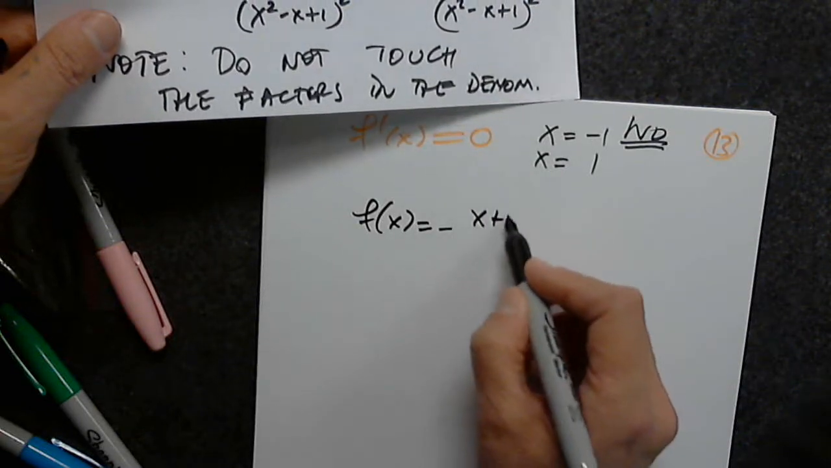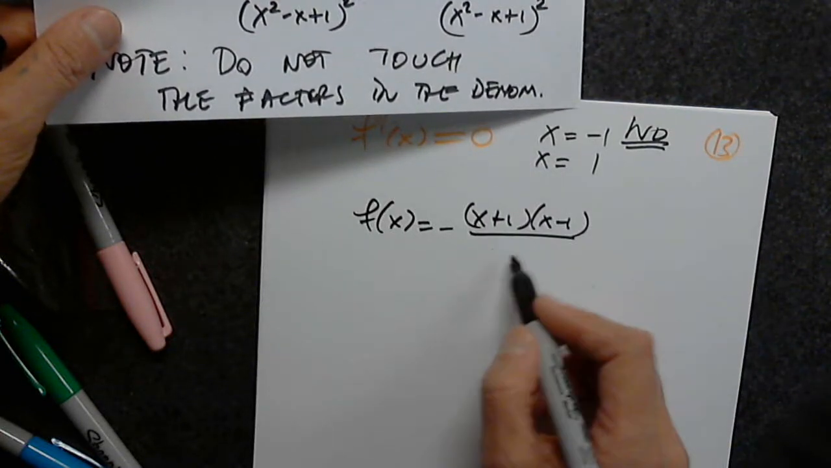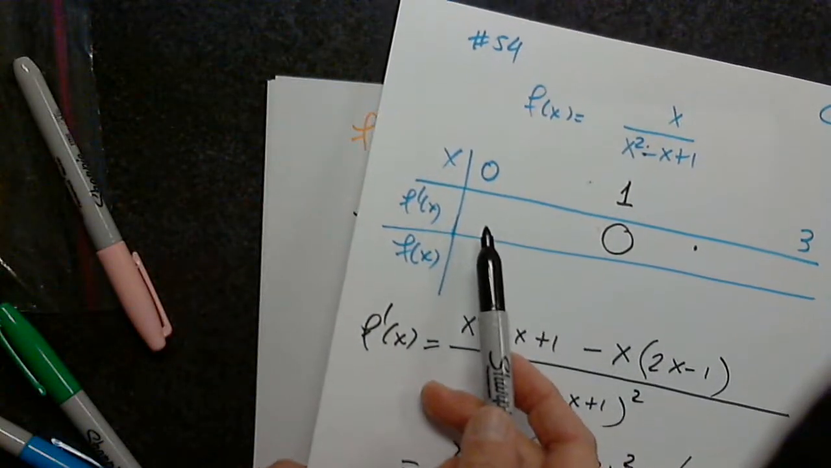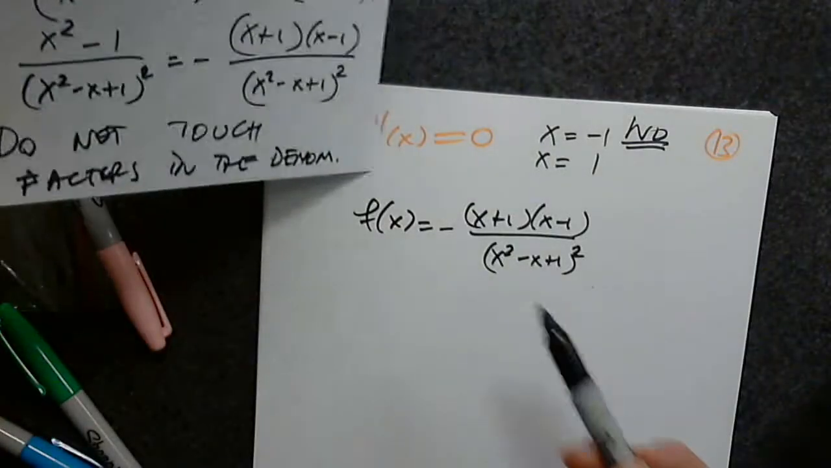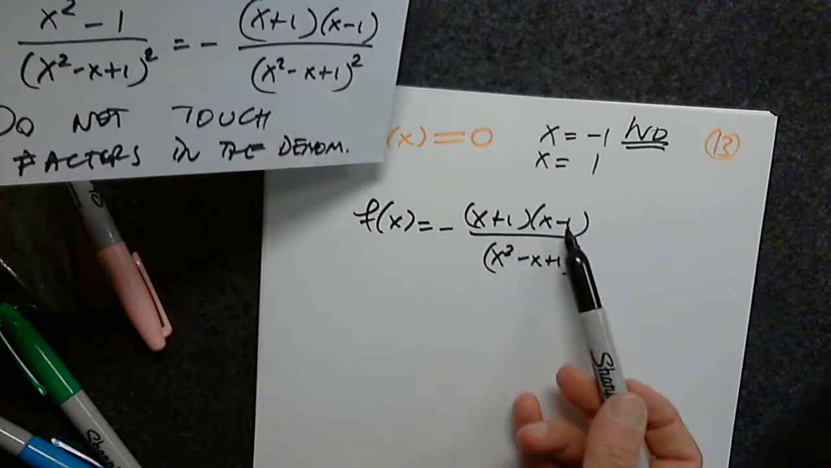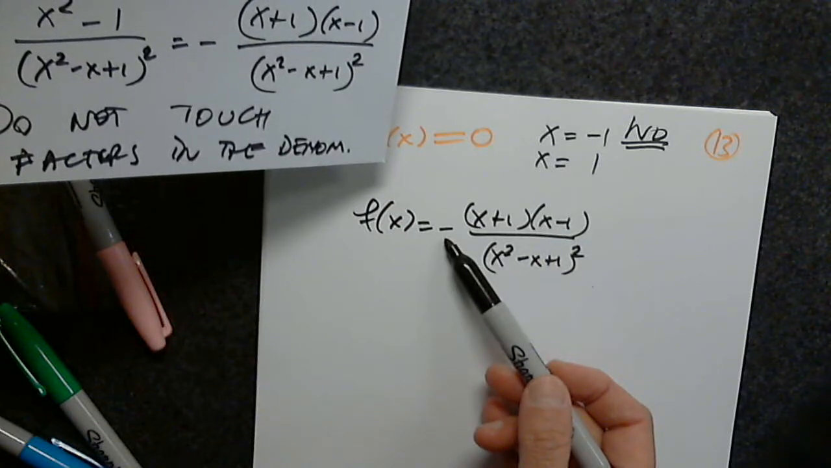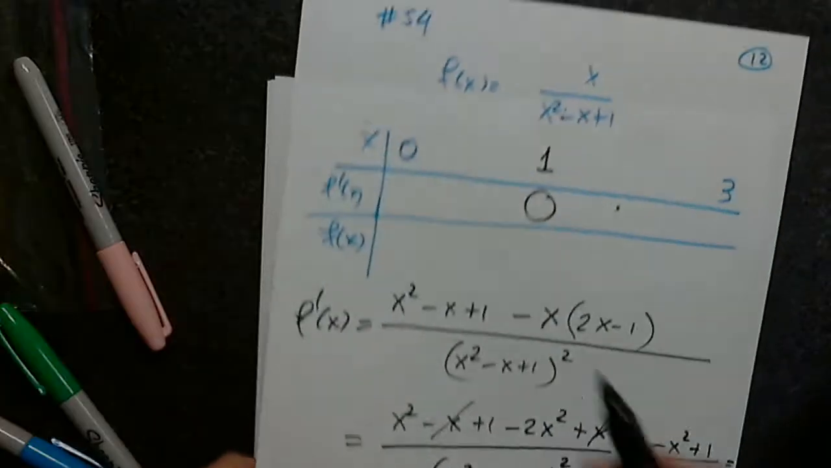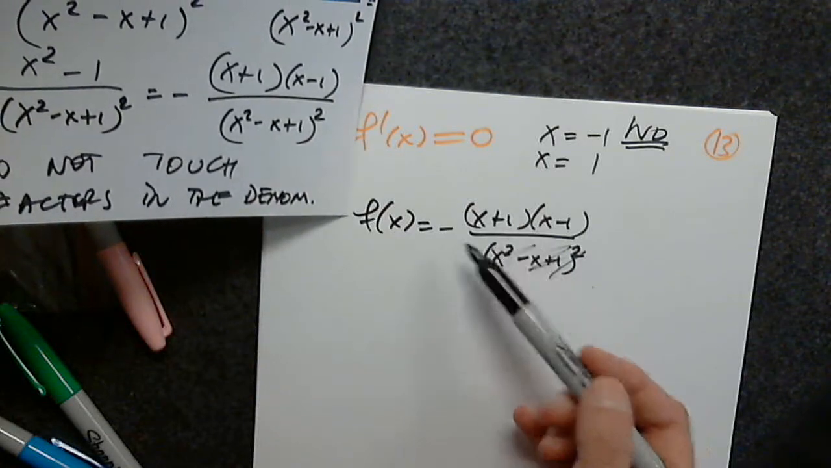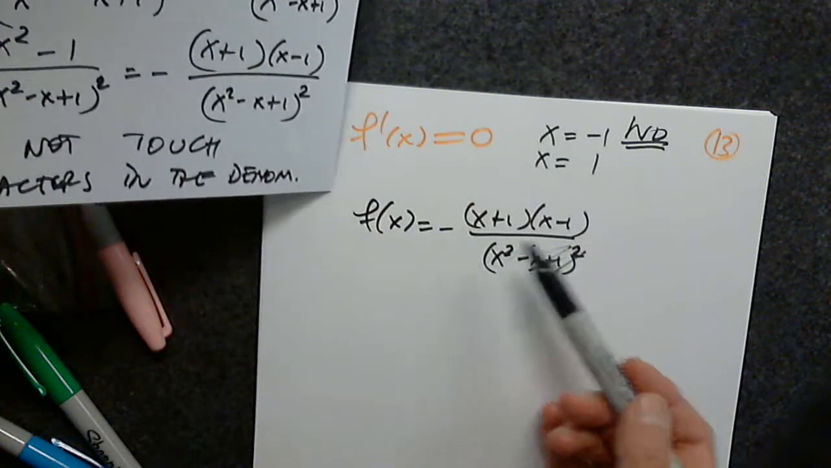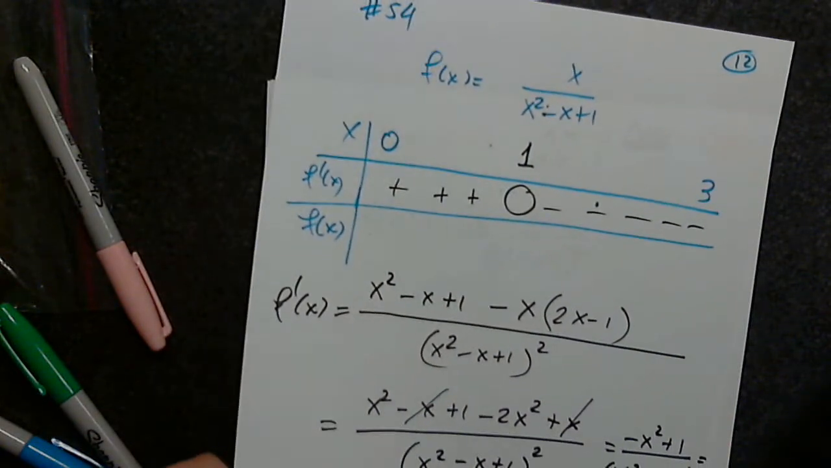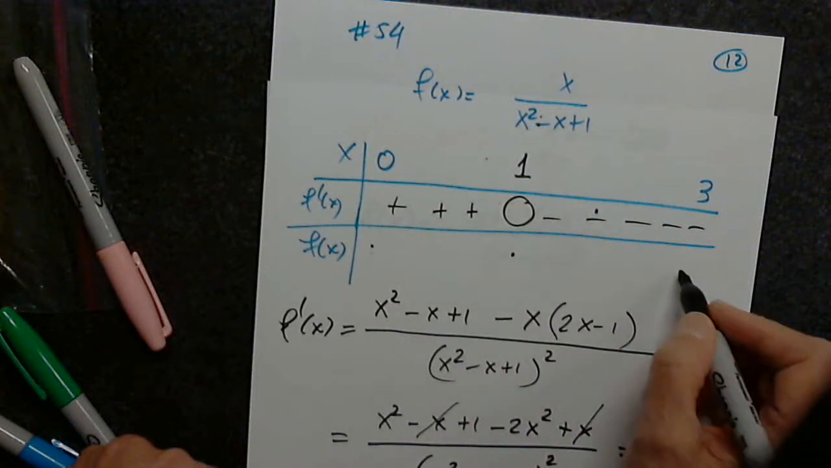So negative x plus 1, x minus 1, over x squared minus x plus 1 squared. I'm going to plug in 0 to study the sign on this side. 1 times -1 is -1, minus 1 is positive, and this is always positive. So this is positive. I'm going to plug in 3. 3 plus 1 is positive, 3 minus 1 is 2, 2 times -1, negative.